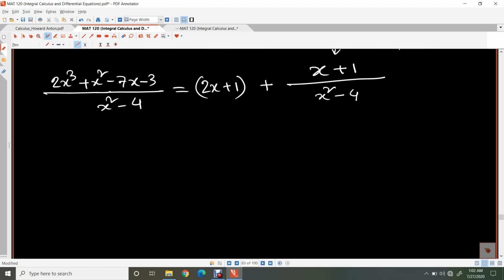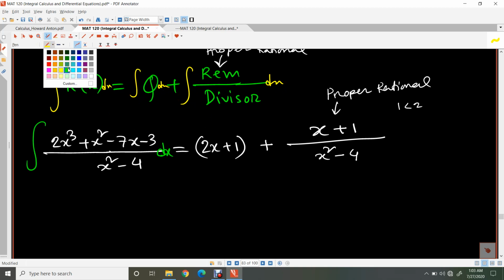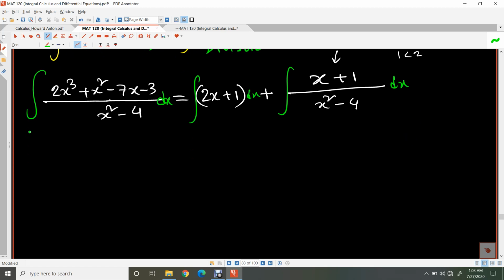Now in our given question, what we have to do is integrate this improper rational function. So the integration will be, let's figure out again, the integration of this rational function will be the integration of the quotient and the integration of the remainder over divisor part. So I am writing the same thing here. The integration of this improper rational is equal to the integration of the quotient and the integration of this part. So the result of the left side is equal to the summation of these two integrals.